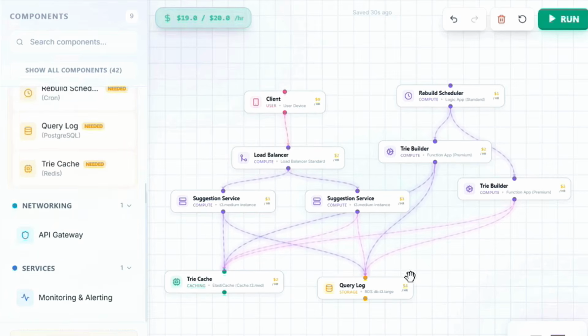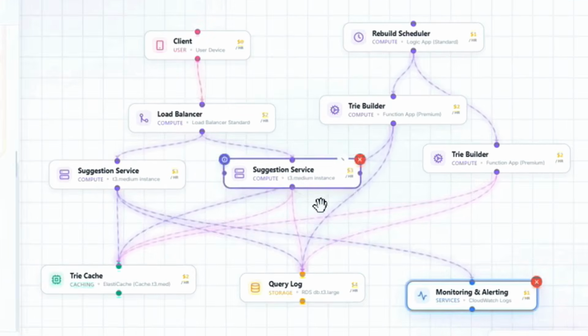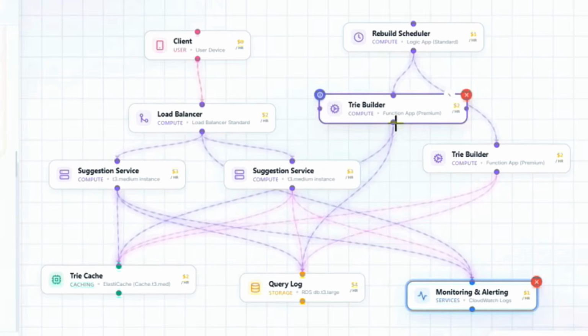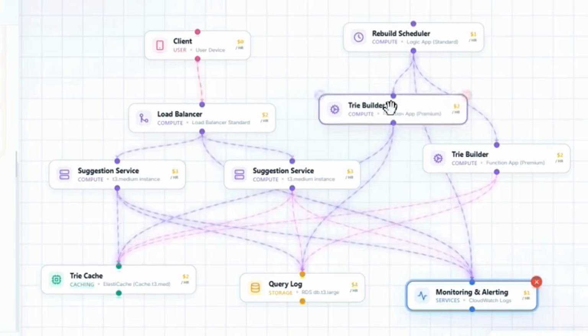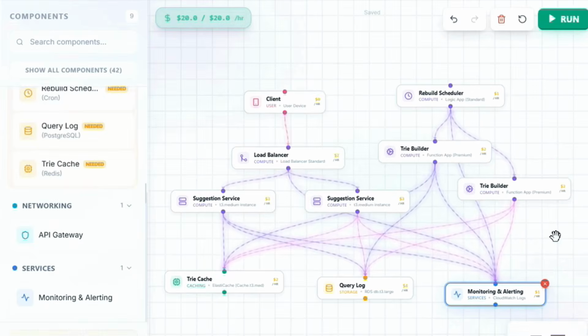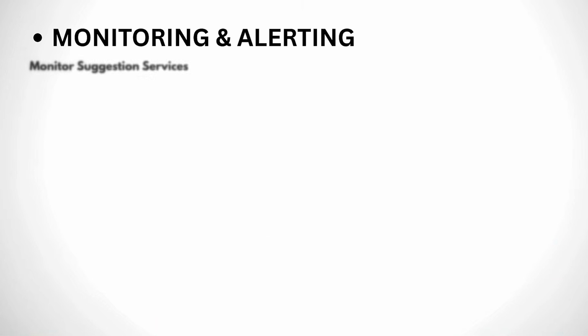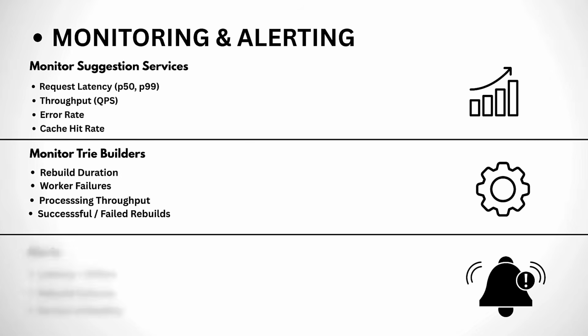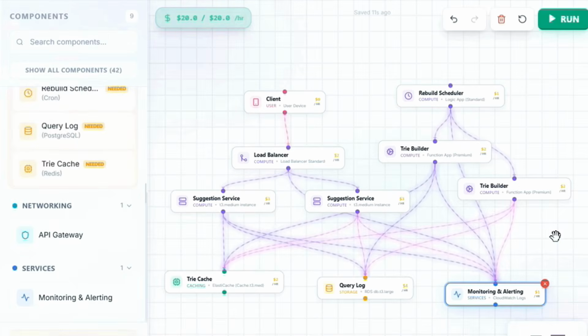The final component is the monitoring and alerting component. Monitoring provides observability into the system. For suggestion services, we can monitor request latency, P99 latency, request throughput, error rate, and many more factors. For the tree builders, we can monitor rebuild duration, worker failures, and more. We can also monitor the overall health of our tree cache. So the tree cache can be connected with the monitoring service as well.